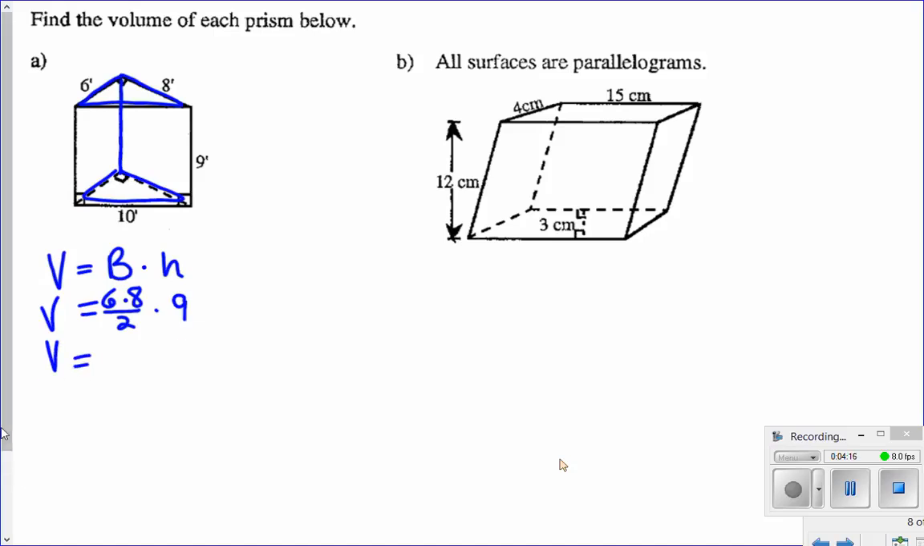So we have 6 times 8, which is 48 halves, times 9. 48 halves is 24. And we're going to multiply that by 9. So 24 times 9 is 216.